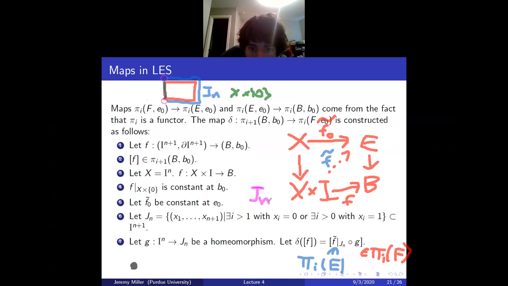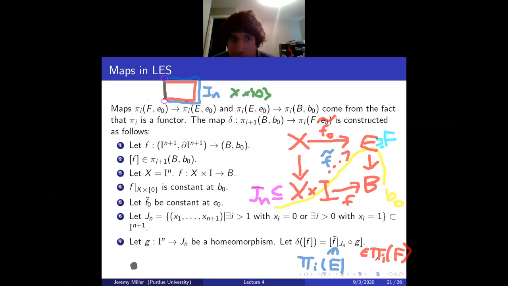Okay. Yeah. So if you start out in Jn and then take F tilde to E and then map down this composition, my picture is terrible. This composition ends up just at B naught, which means that if you just start out here, go here, and go here, you're going to end up in the preimage of B naught, which is what we're calling F. So that's why this is an element in pi I of F, not just an element of pi I of E.